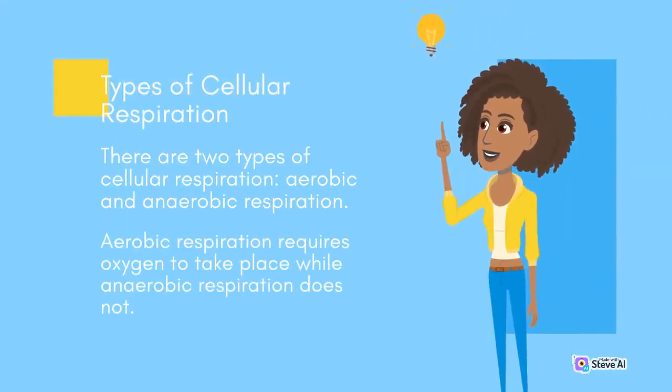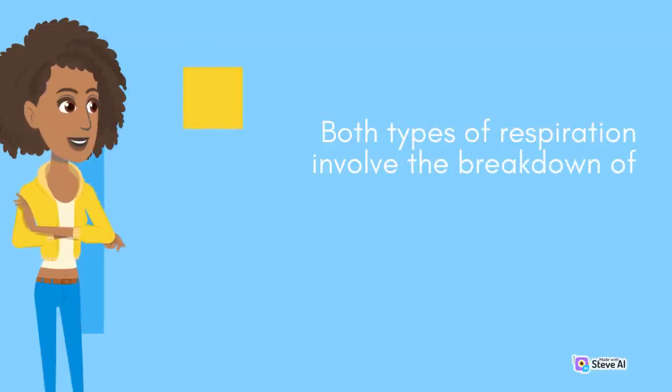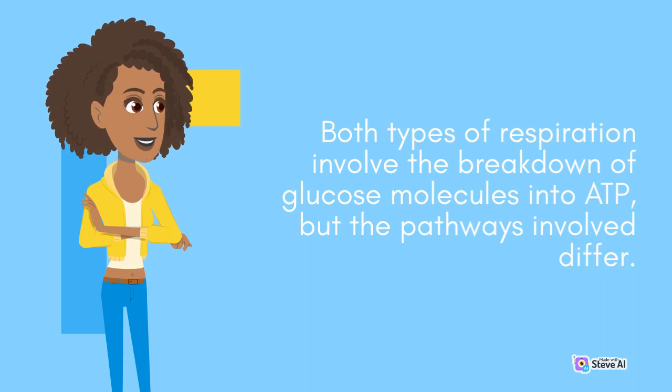Types of cellular respiration. There are two types of cellular respiration, aerobic and anaerobic respiration. Aerobic respiration requires oxygen to take place while anaerobic respiration does not. Both types of respiration involve the breakdown of glucose molecules into ATP, but the pathways involved differ.